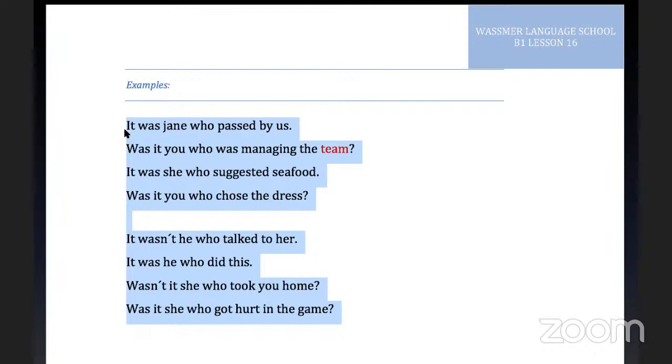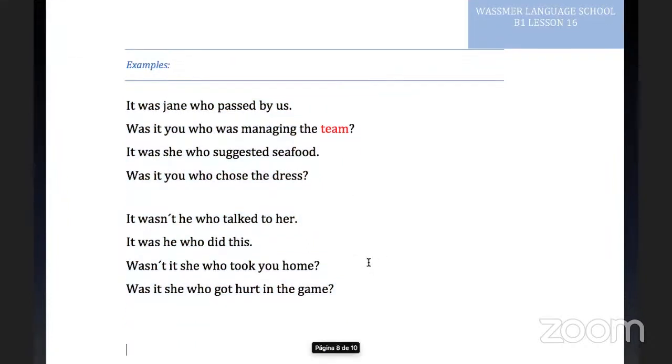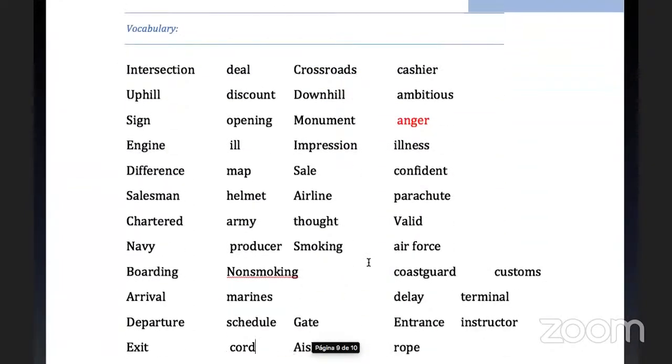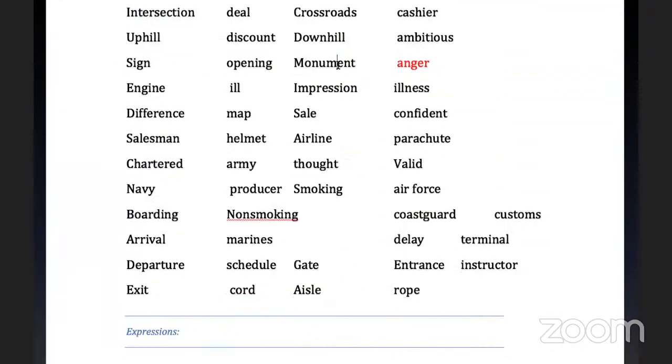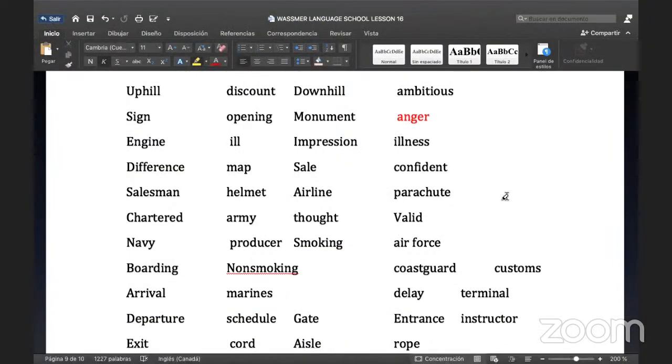Muy bien. Perdón, it wasn't he who talked to her. Muy bien. Tenemos acá un vocabulario, Maripaz, ¿usted lo lee?